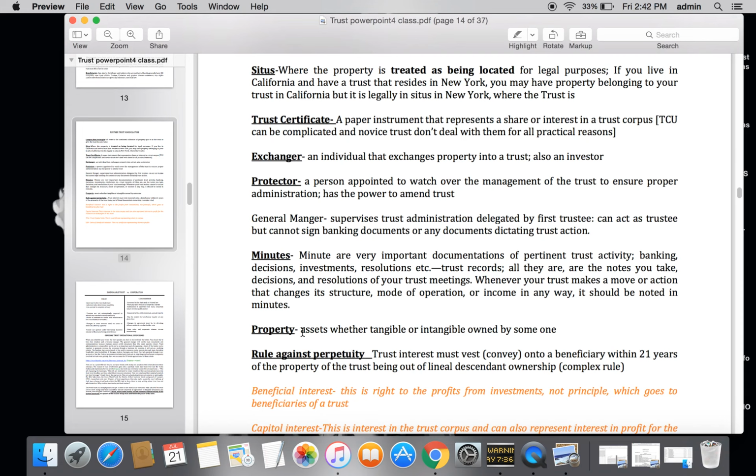Intellectual property, rights, copyrights, plans, blueprints, or even blueprints that are loosely noted, that is all property. Tangible or intangible, doesn't matter. It is all considered property, and intangible property can be placed into a trust just as well as tangible property.